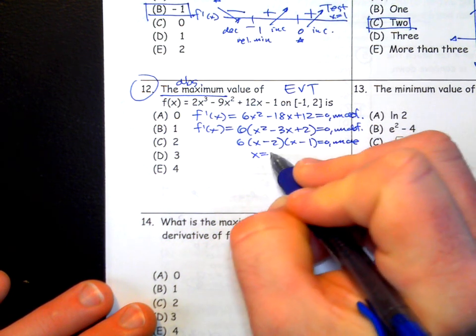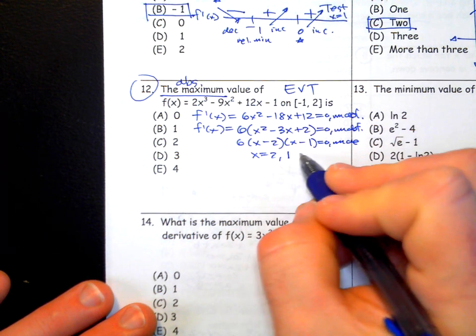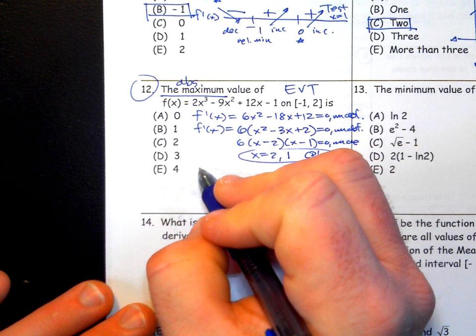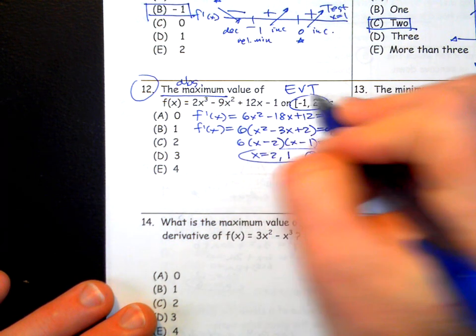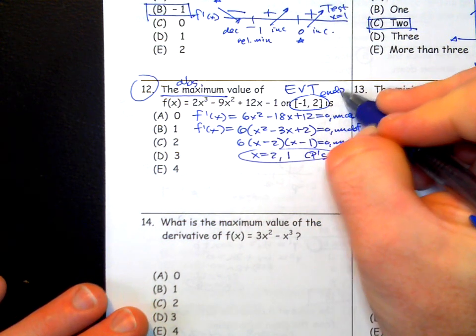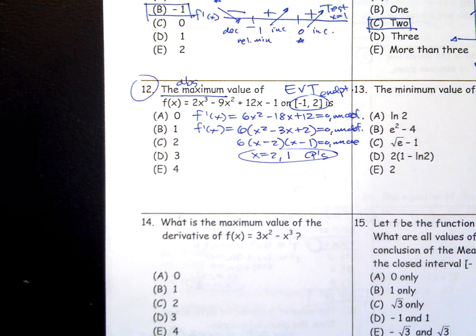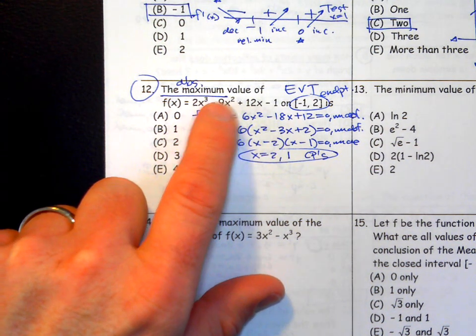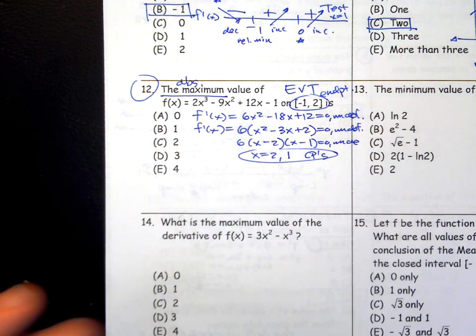And so x equals 2 and 1. Those are our critical points. Then we need endpoints. These are our endpoints. So you can only use the absolute extreme value theorem if you have a continuous function, which this is, on a closed interval. That means you have to have endpoints.